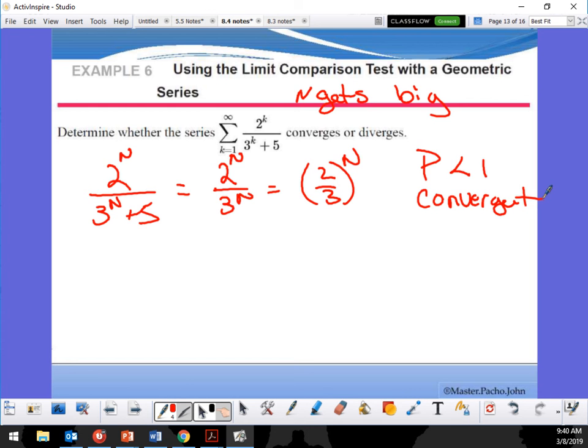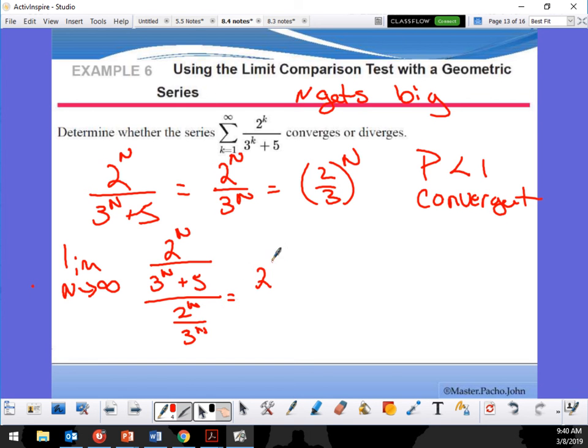So let's set this up. It's going to be the limit as n goes to infinity. Let's do the algebra on this one though. So it's going to be 2 to the n over 3 to the n plus 5, over 2 to the n over 3 to the n. So multiply by the reciprocal.